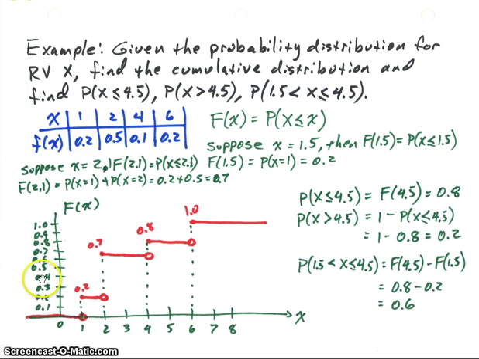Now let's look at, I drew our function down here, capital F of x, and I drew it as a function of that little x.